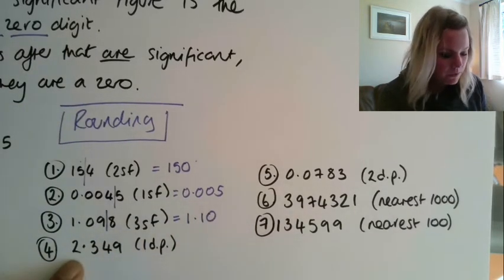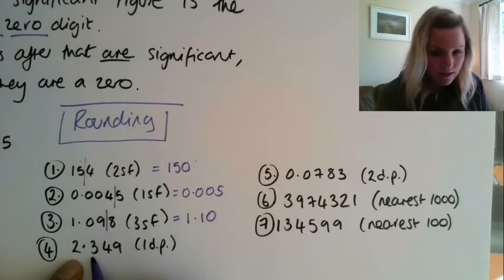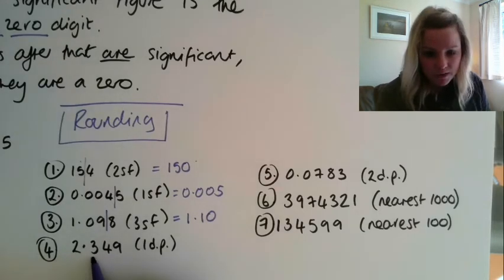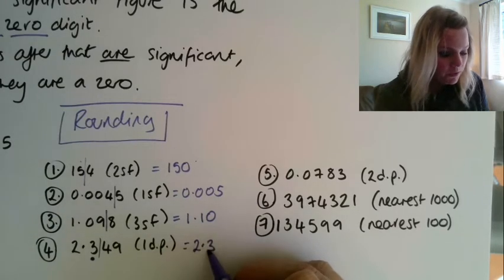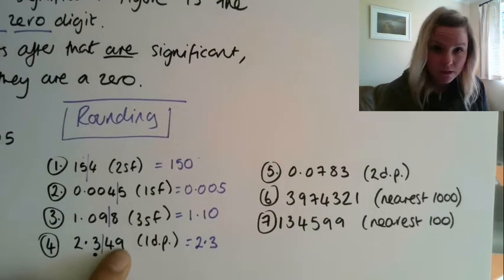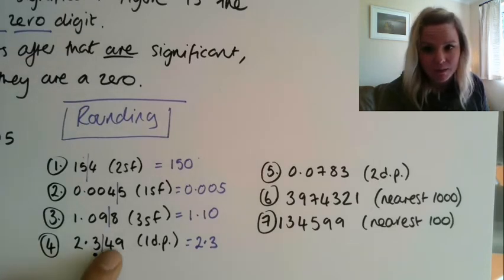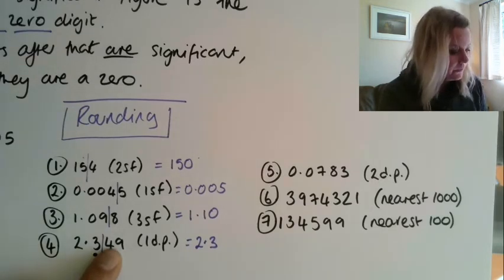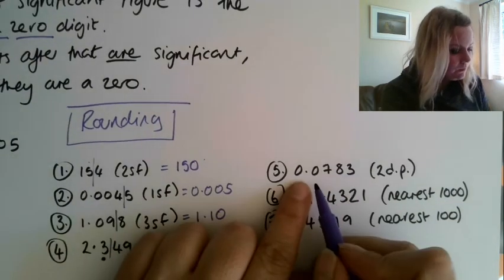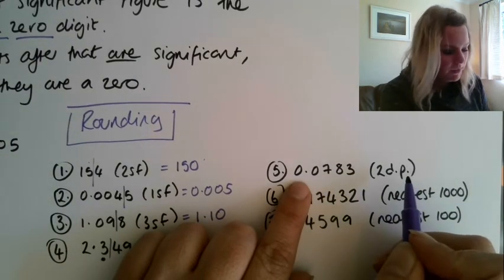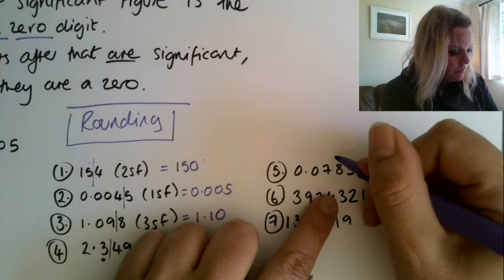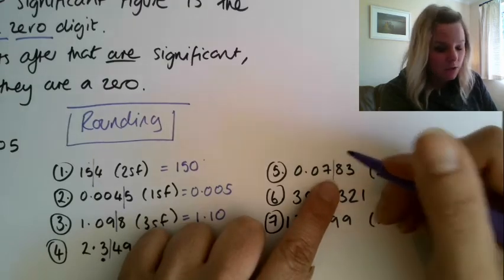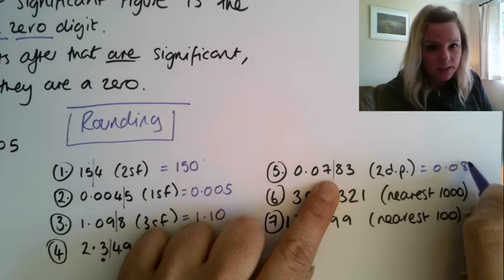Okay, 2.349 to one decimal place. So this is the first decimal place, the first number after the decimal point. Look at the number afterwards. It's a 4, so that tells us that this rounds down. So that's going to be 2.3. It doesn't matter that the number afterwards is higher than 5, it's this one here, the 4, that tells us what to do. Okay, number 5, 0.0793 to two decimal places. So we find the second decimal place, and that's the 7. This 9 tells us that this has to round up, so this is going to become 0.08.